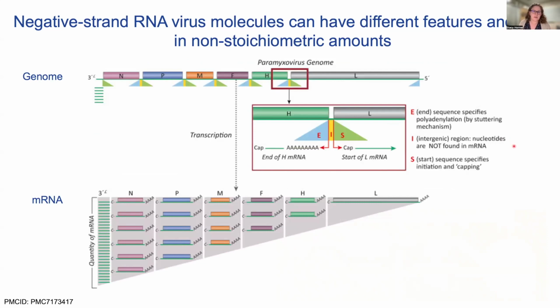And negative strand RNA virus molecules can also exist in non-stoichiometric amounts. This is the genome of a paramyxovirus, shown at the top. And you can see that you actually have more copies of the N molecule than this L molecule. You don't have to know what these are to know that if you have different numbers and you're doing a sequencing experiment, you're likely to get more N than L. And it may have nothing to do with how much modification profile there is on that particular RNA molecule.